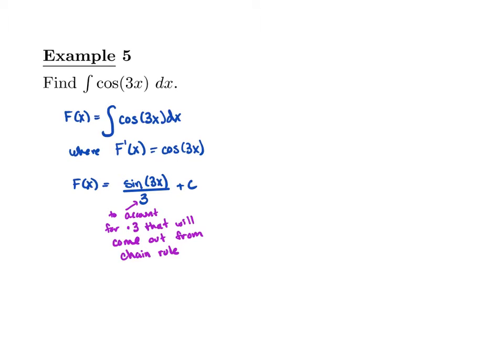So when we check, my f prime of x would be 1/3 times the derivative of sine of 3x, which is cosine of 3x multiplied by the derivative of the inside, which is 3, and the derivative of the constant is 0. I can see the 3's cancel, giving me my original integrand. That's the function that's inside this integral symbol.